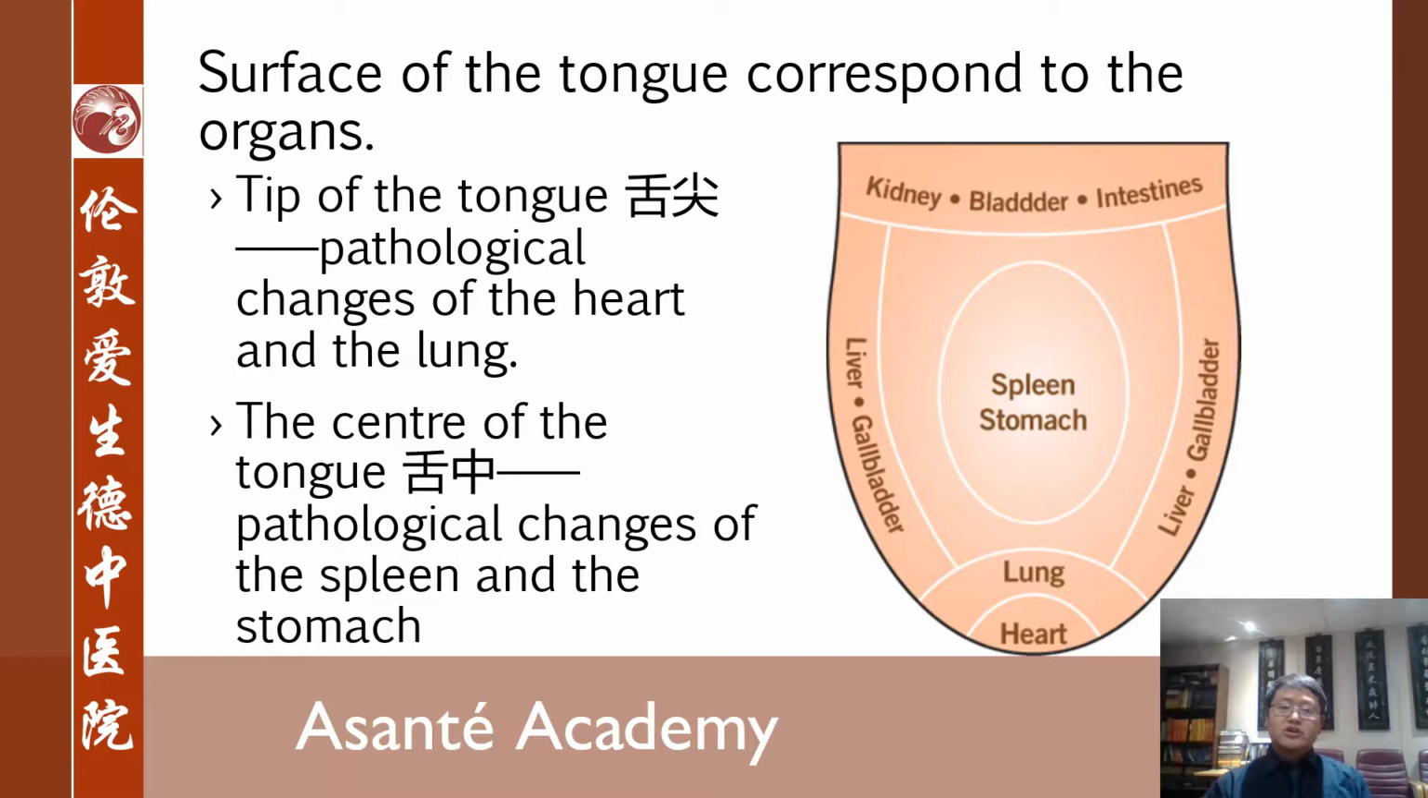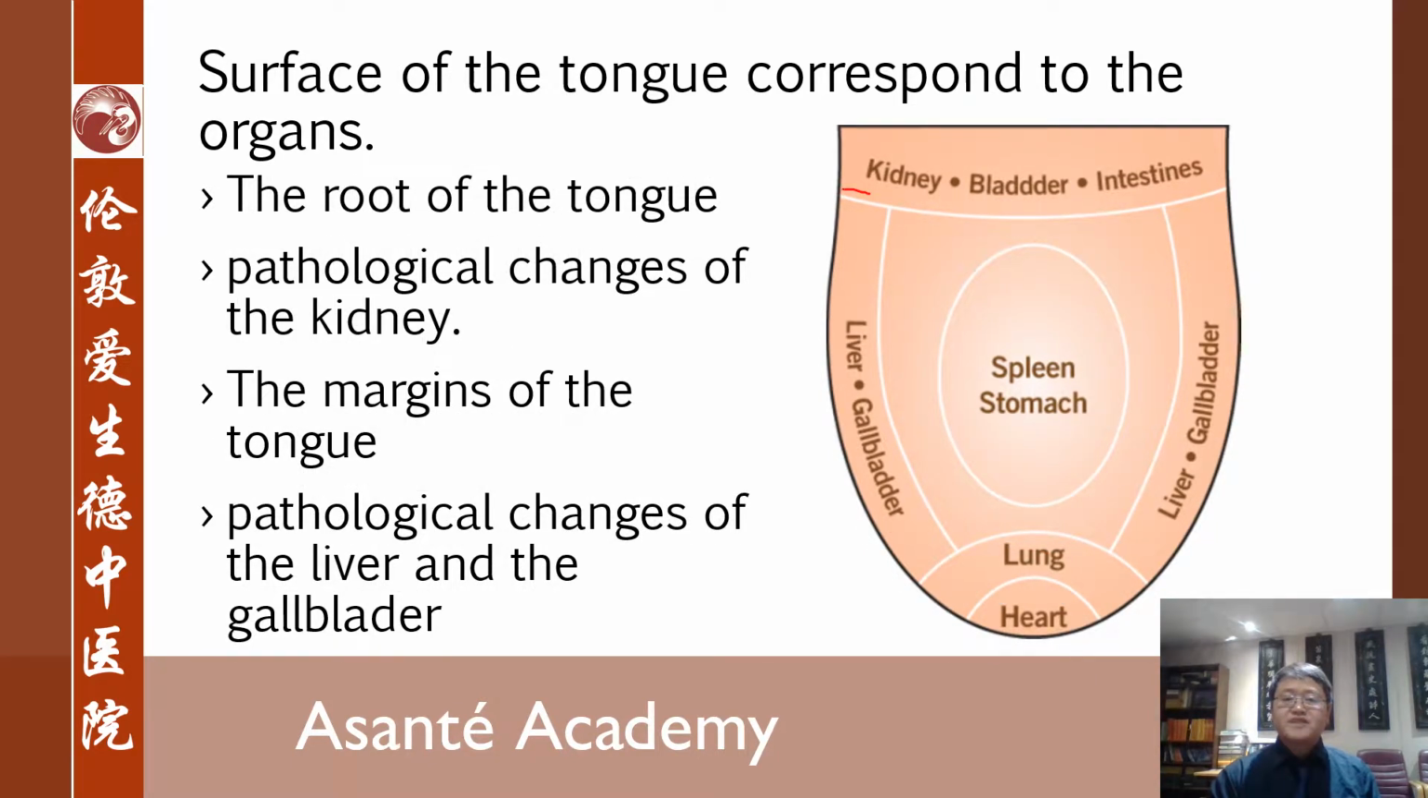Now let us have a look. Different parts of the tongue correspond to different organs. Firstly, let's say the tip of the tongue is this part of the tongue. The tip of the tongue shows pathological changes of the heart and the lung. And the center of the tongue shows pathological changes of the spleen and the stomach.